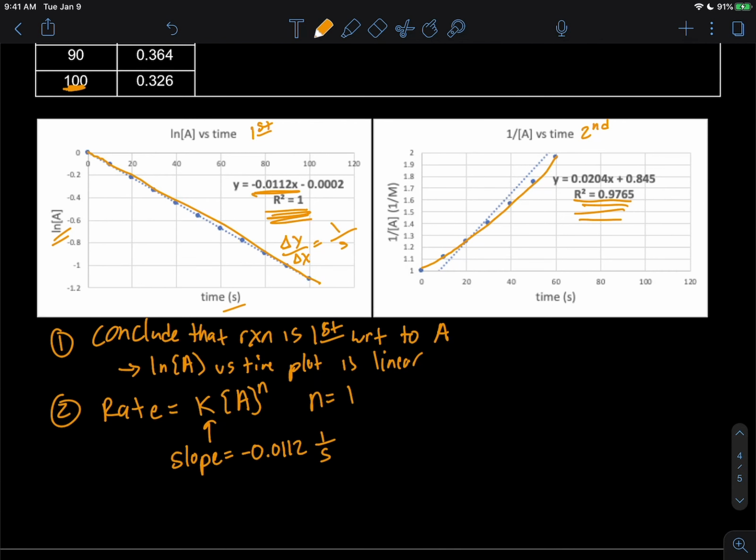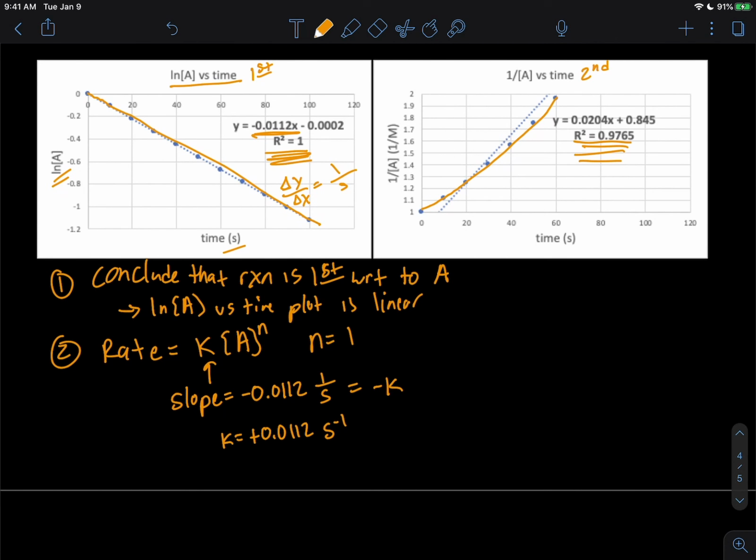That's our slope. We know that our slope is equal to the opposite of k for a first order plot of natural log of A versus time. So that means our k value is positive 0.0112. I'm just going to rewrite that as inverse seconds, how we usually see it. So now we have our k value. Let's write out our full rate law expression at this temperature: rate equals 0.0112 inverse seconds times the concentration of A, again to the first order. We identified all of that simply from these couple of plots that we have with our data.